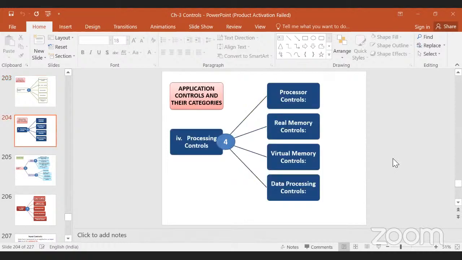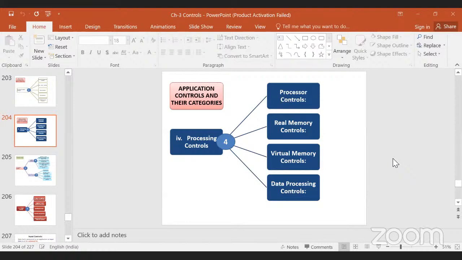And then application control, processing control. The processor, that is the CPU, should have control. Real memory control: real memory and virtual memory. So what is real memory? The memory which is attached to the CPU. We have already seen RAM, random access memory. You should have control over the RAM. Otherwise, the processing cannot be done properly.